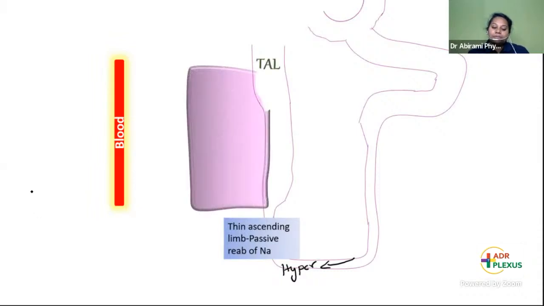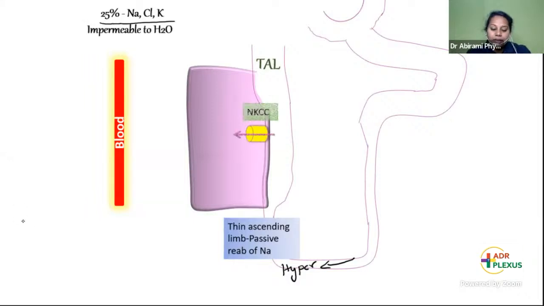The next segment, the thick ascending limb, a very, very important segment, the TAL segment. 25% of sodium, chloride and potassium reabsorption takes place in the TAL segment. And all these three salts are reabsorbed through the same channel. What is that channel? NKCC. NK means sodium, potassium, CC for chloride, chloride. Sodium, potassium, 2 chloride channel.